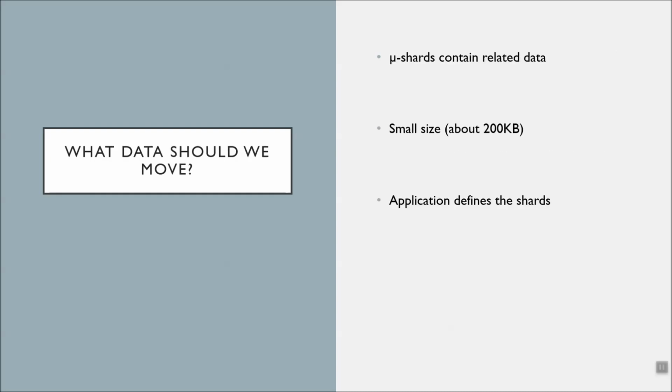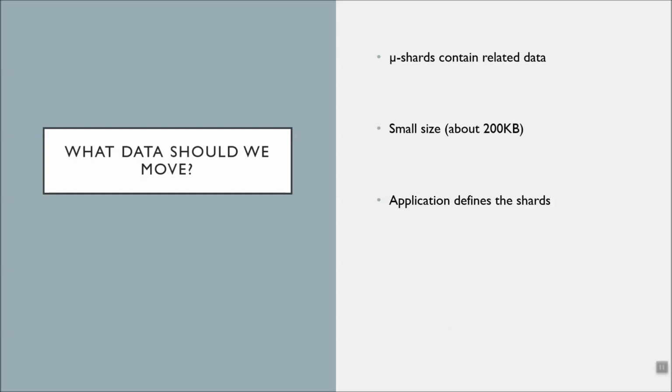Now the question is, what data should we move? Now we are going to discuss U-shards. U-shards are an agglomeration of data that has some degree of connection. The logic behind this choice is that when we have to move some data, because, for example, the user is on a different continent, we want to move as much of the important data at once as we can, so that the following requests by the user don't require communication with the faraway data center.